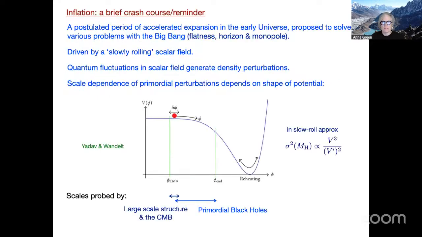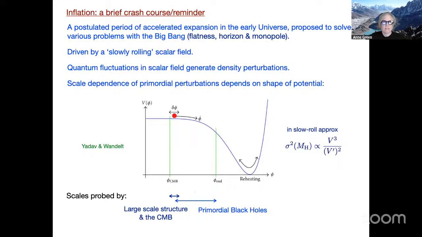So we now need to have a think about what we need to do to form large PBH-forming density perturbations, and inflation is commonly thought to be the mechanism via which density perturbations are generated. I'll start with a very brief crash course, or reminder, about what inflation is.